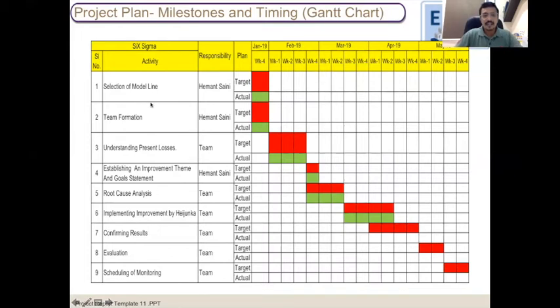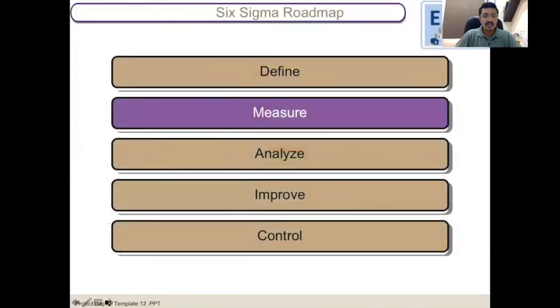So here we have activities: selection of the line, team formation, understanding the present losses. All the activities are defined here. Again, responsibility, who is going to take care of these activities, and then target versus actual. So what is your target and what is the actual? This is called a Gantt chart. They have put all their activities into the Gantt chart and defined the target line also. And they divided the project across the months, because it is like going from identifying the project to the implementation. So everything they have done in this, and then comes the measure phase.